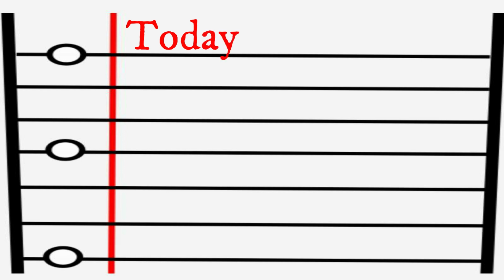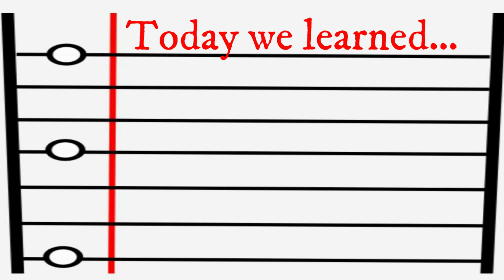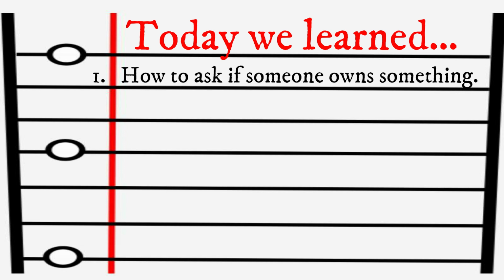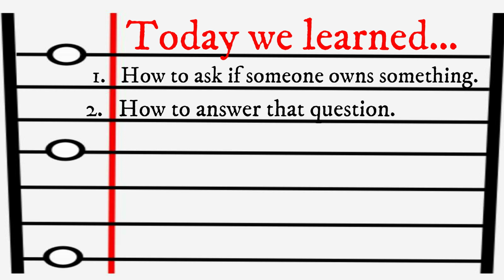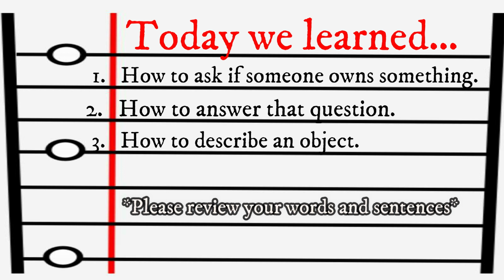Today we learned. 오늘 우리는 이것을 배웠습니다. 1. How to ask if someone owns something. 누가 물건의 주인인지 묻는 방법을 배웠습니다. 2. How to answer that question. 그것에 대해 답하는 방법을 배웠습니다. How to describe an object. 물체를 묘사하는 방법을 배웠습니다. Please review your words and sentences. 단어와 문장을 복습해 주세요.